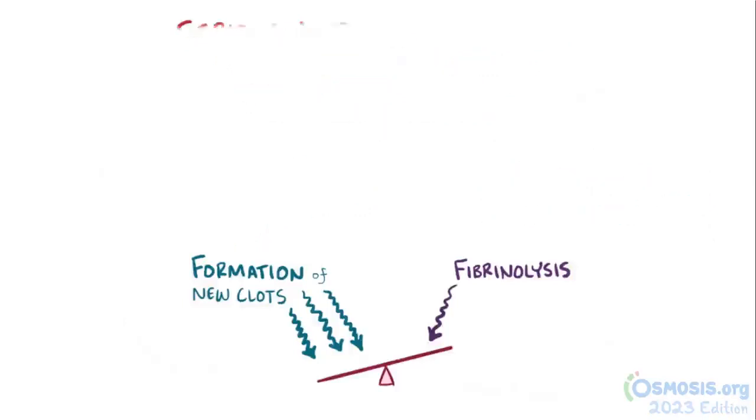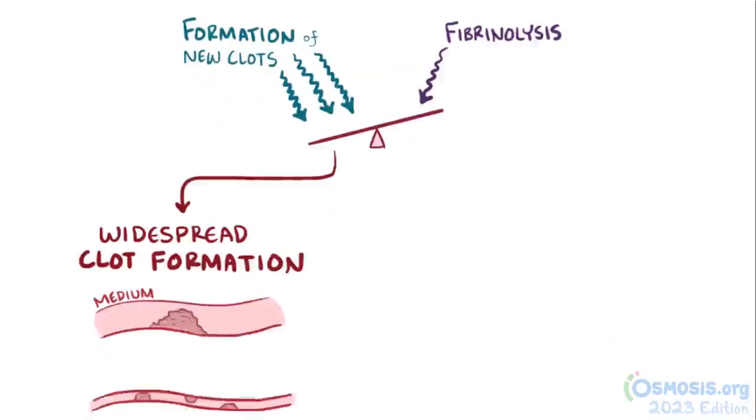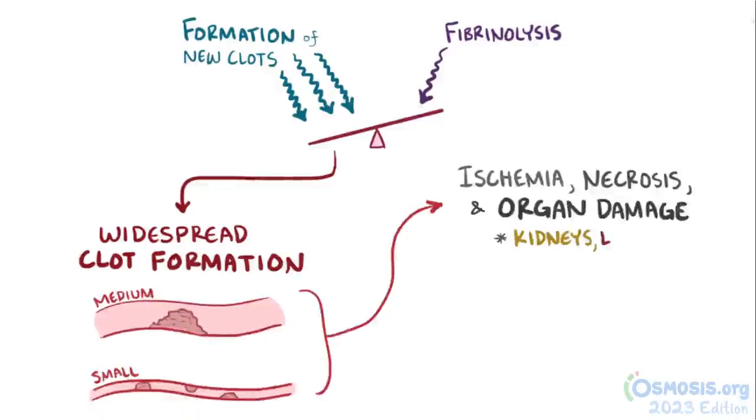Whatever the cause is, in response, the coagulation pathway goes into overdrive, resulting in widespread clot formation, which plugs up medium and small blood vessels, which leads to ischemia, necrosis, and eventually organ damage. The kidneys, liver, lungs, and brain are particularly susceptible.